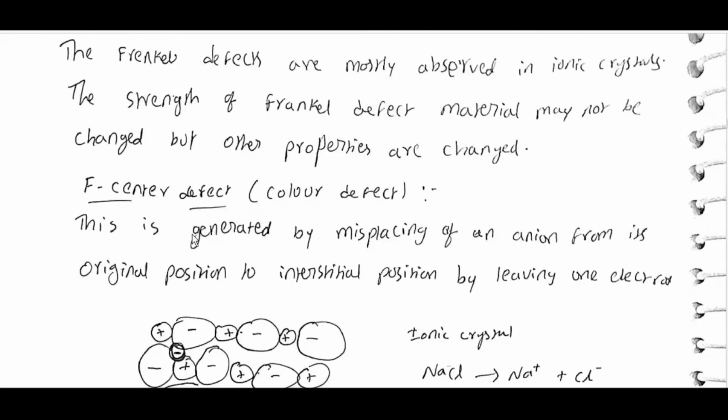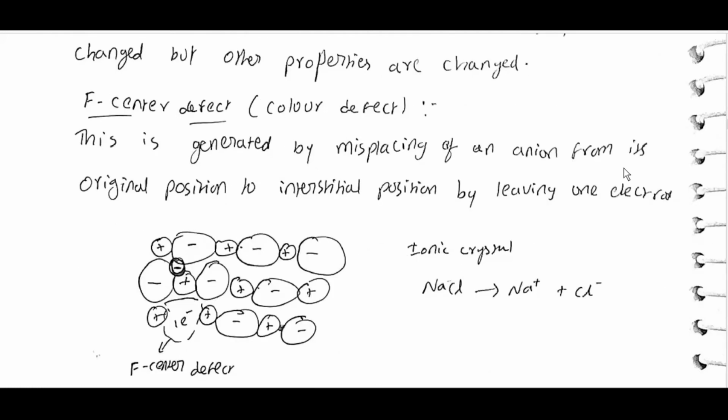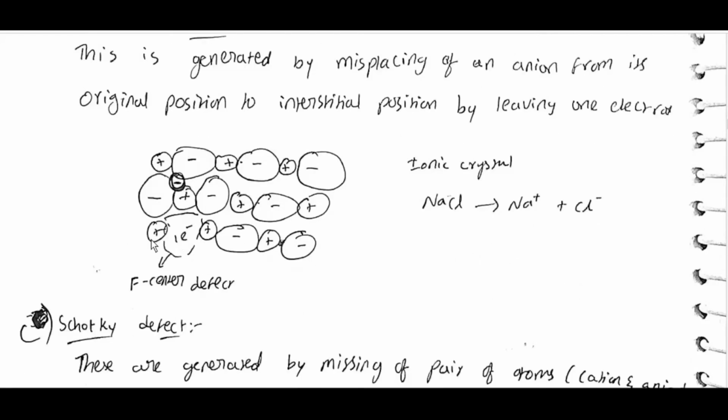F-center defect, or color defect. This is generated by misplacing an anion, meaning a negative ion, from its original position to an interstitial position, leaving one electron. Ionic crystal NaCl: Na plus, Cl minus. So leaving one electron, the F-center defect will go here, to the interstitial position.